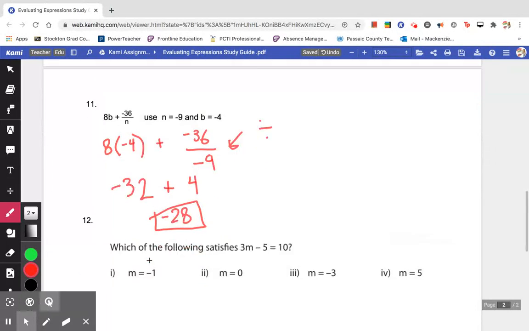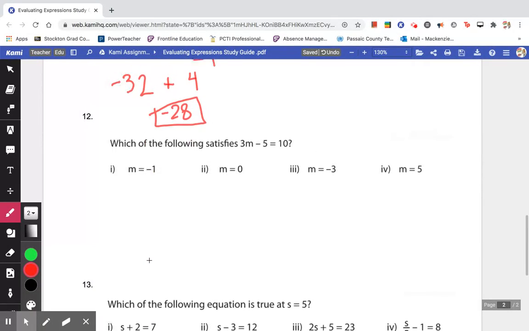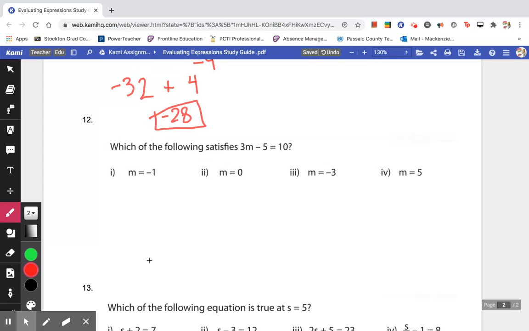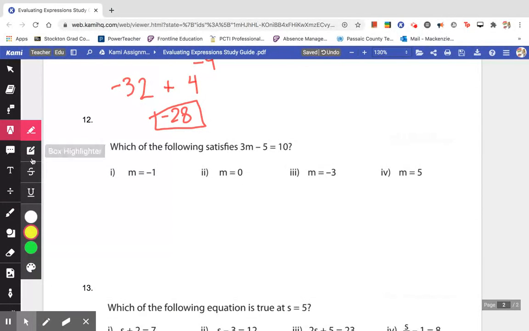Okay, and then 12 and 13 were like those challenge questions on our challenge sheet the other day. So again, our first thing that we wanted to look at is what our expression is. Expressions don't have an equal sign, so this whole thing isn't an expression. The expression is only the first part, 3m minus 5.